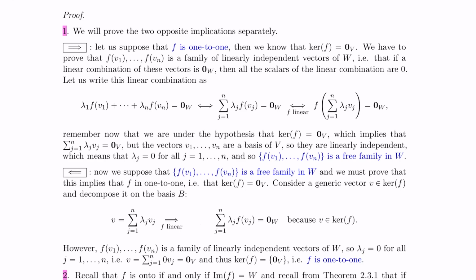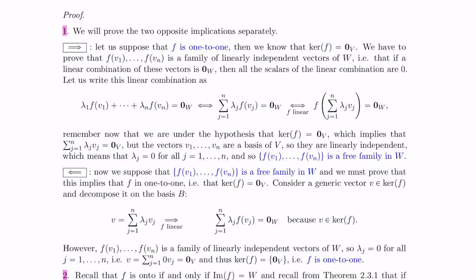So if we introduce this information into the decomposition of V over the basis B, we have that V is equal to the sum of 0 times Vj for all j that goes from 1 to n. And so, since we are summing n times the null vector of V, of course we obtain that V is the null vector of V. And so, since V was the vector that we have considered belonging to the kernel of f, we have that the kernel of f has just the null vector in it, and so f is one-to-one.